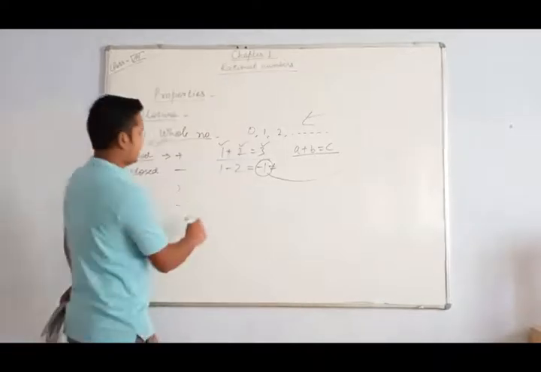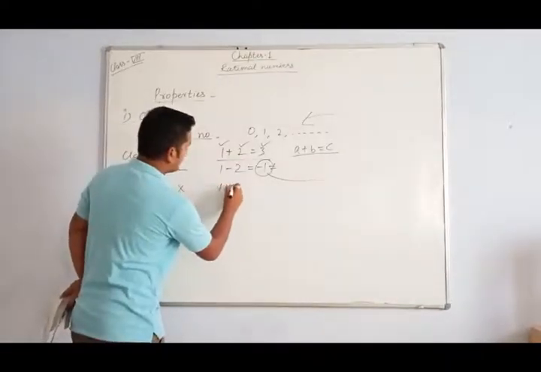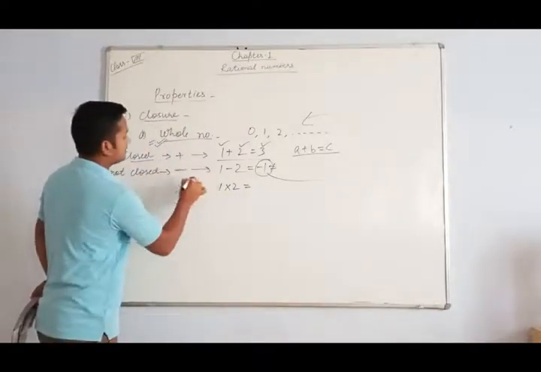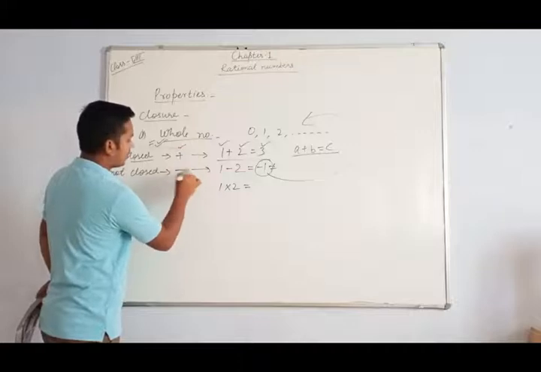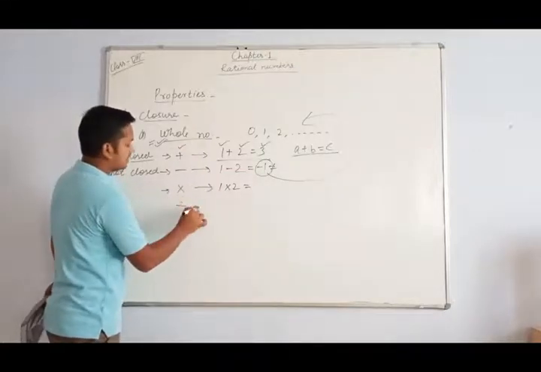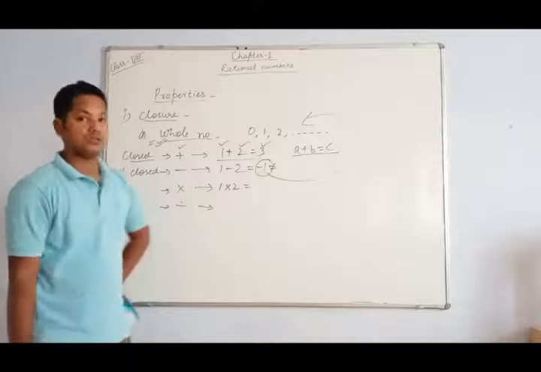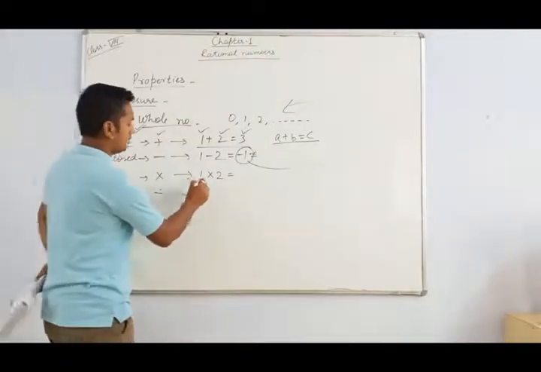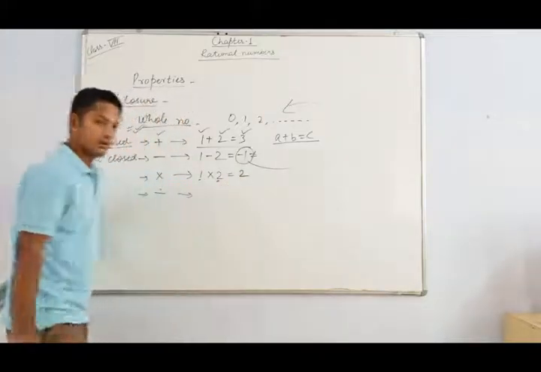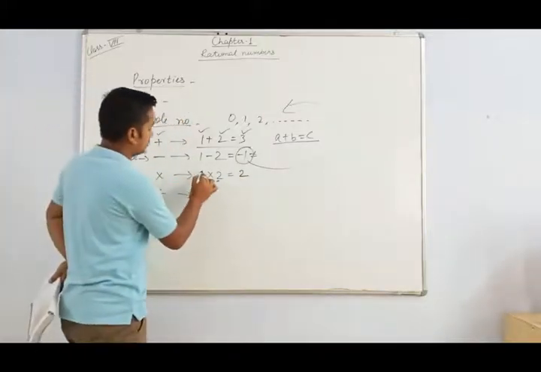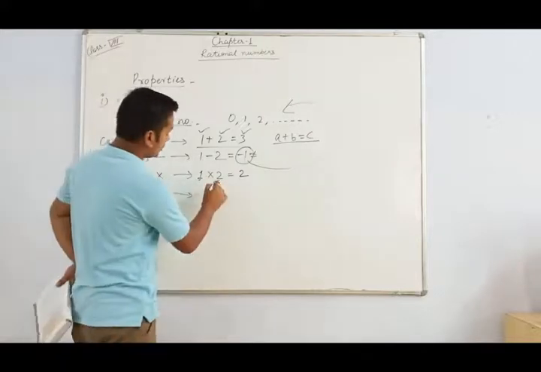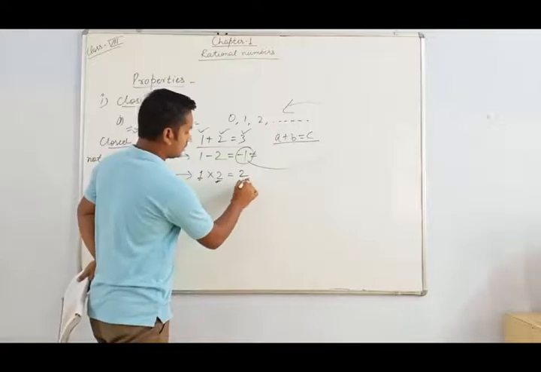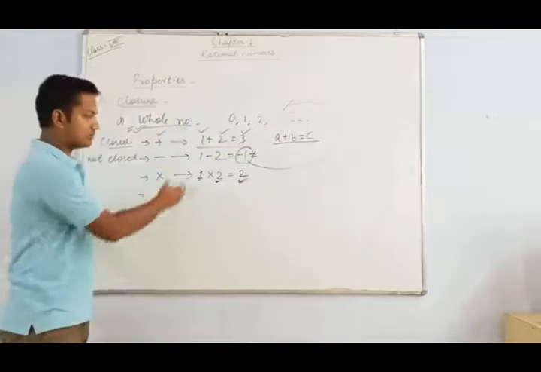Okay. So now again next example, let's say multiplication. At first we had done it with the operation of addition, then subtraction, then multiplication, and after that we will be doing it with division. So the multiplication of 1 and 2 gives you what? 2. So here 1 is a whole number, 2 is also a whole number. So the multiplication of two whole numbers is giving you another whole number 2.